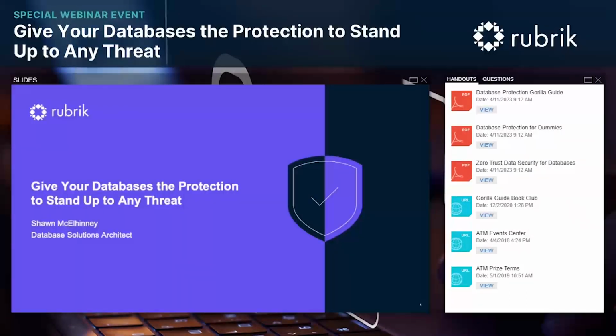Hi, and welcome to the session on how to give your database the protection to stand up to any threat. My name's Sean McElhenney. I'm a database solutions architect here at Rubrik, and I'm looking forward to talking to you about this topic today. Let's take a quick look at what we're going to chat about.